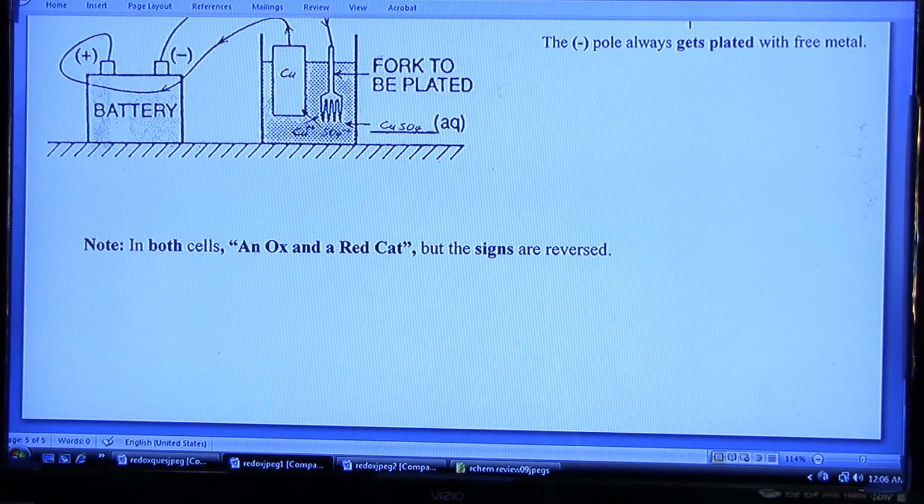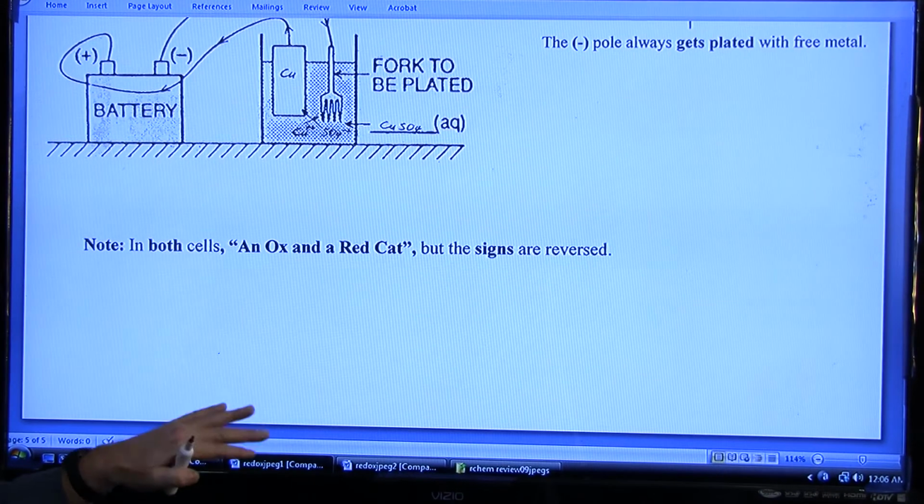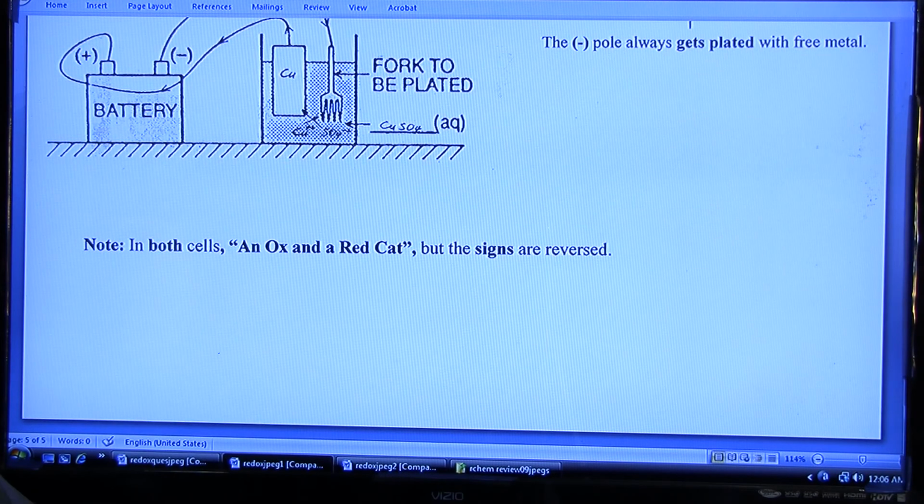Okay, that's good for our coverage of electrochemistry. Let's make sure we do some questions now. So you can go over the notes, take a break, and I'll see you later when we do the questions.